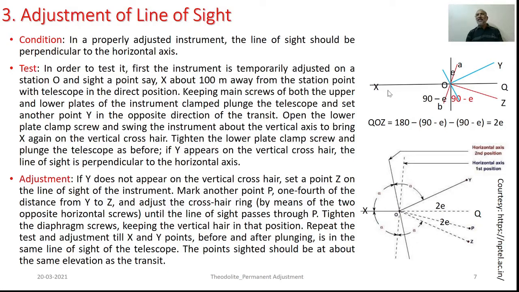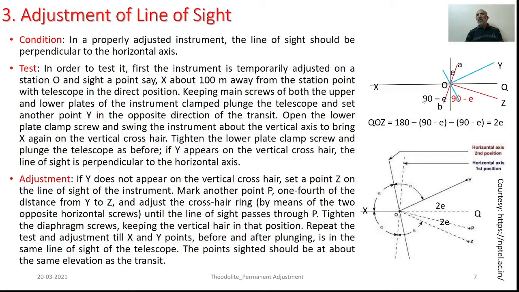let's have sight at some station X, say some 100 meters away from the instrument position. So as we sight this particular position of X with face left condition, now plunge the telescope and mark a point on, say, a vertical surface which is situated at 100 meters, and this marking would be approximately at the same level as that of station X.